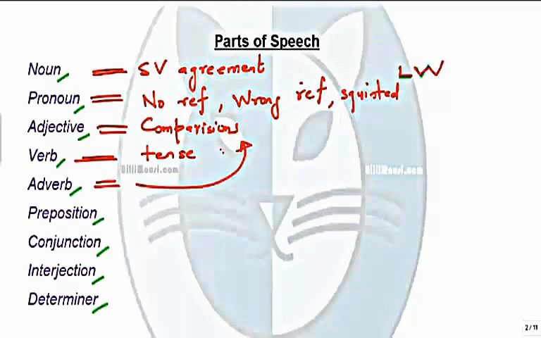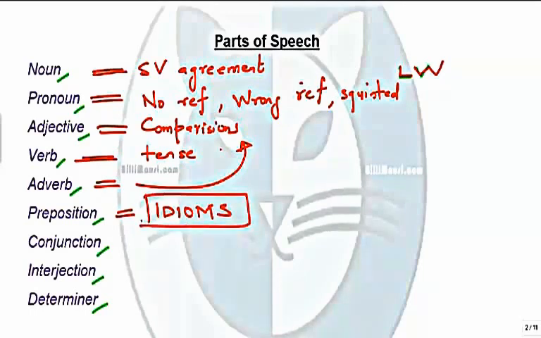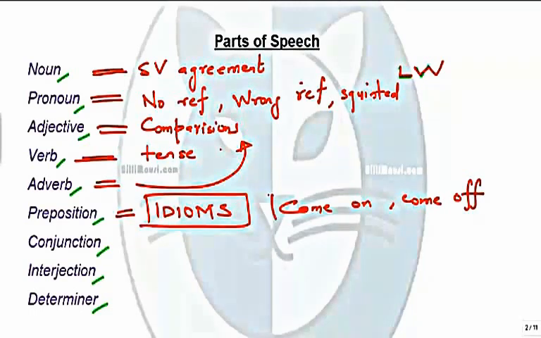Preposition. Preposition is not directly asked, but it is important when we have to mug up a lot of idioms. They are not asked directly, and idioms are something which you have to learn by heart. Prepositions like come on, come off. Each one has a different meaning. We need to understand the meaning of each one.